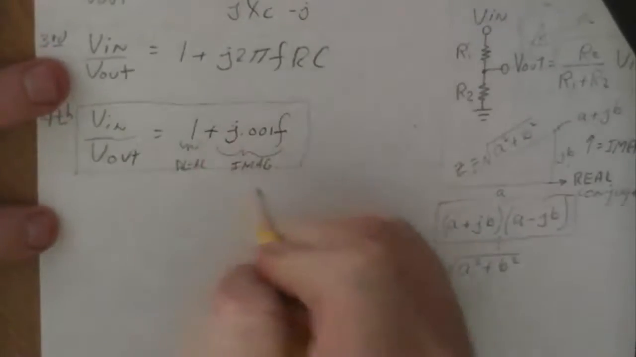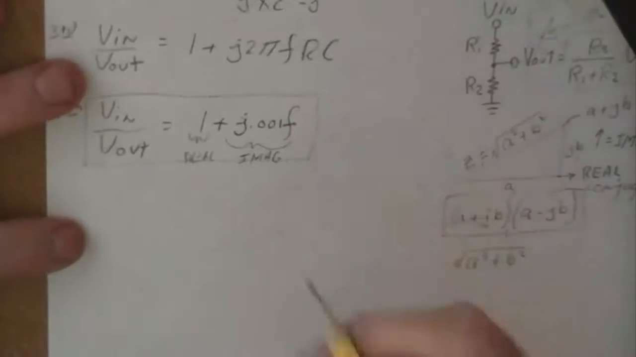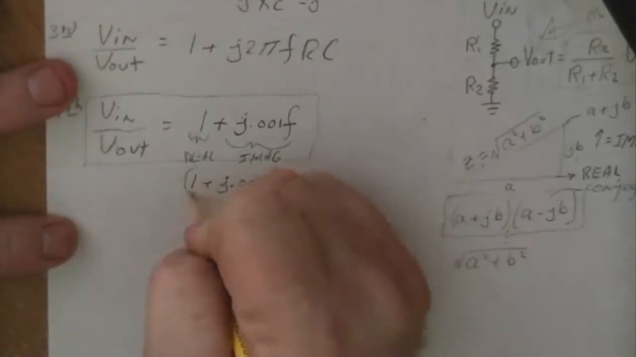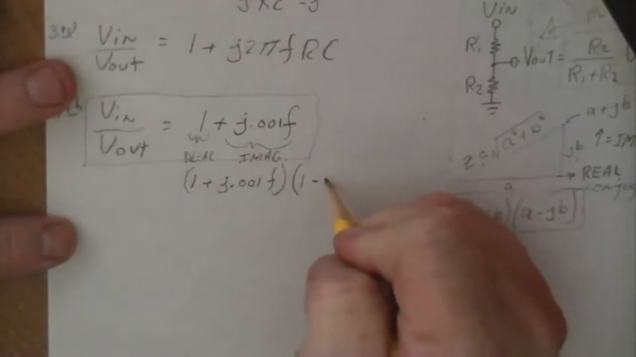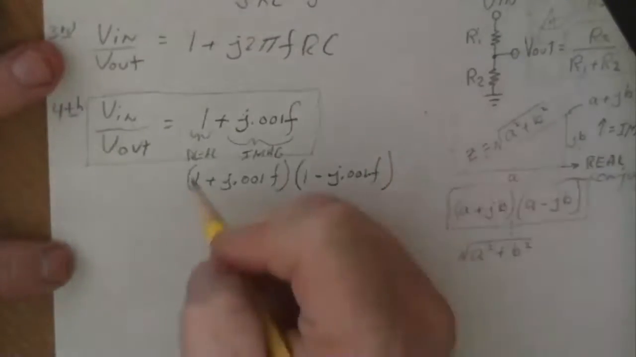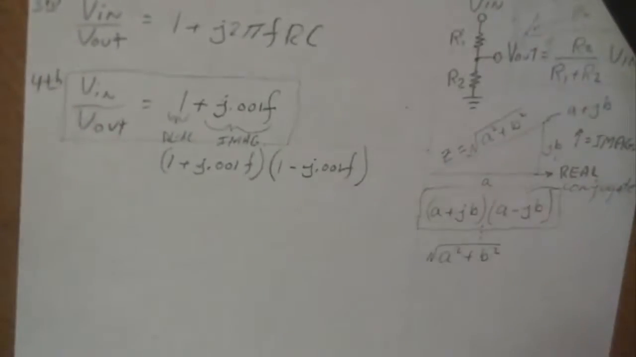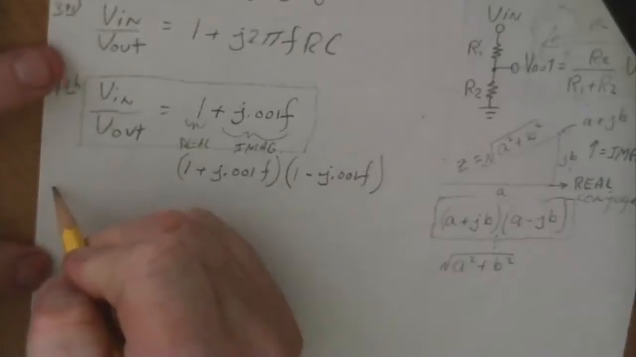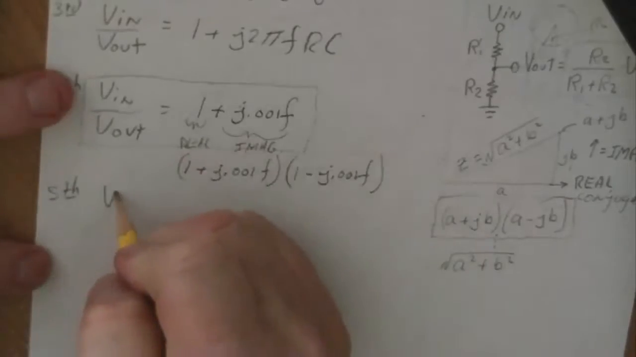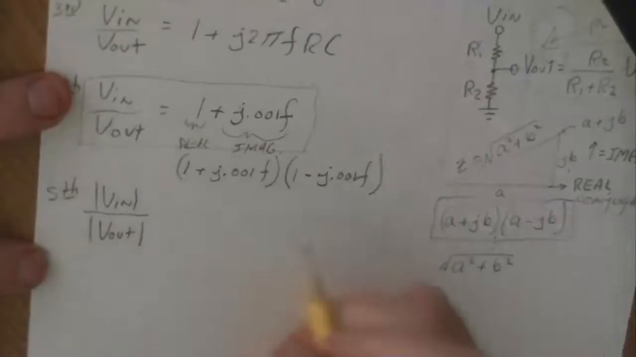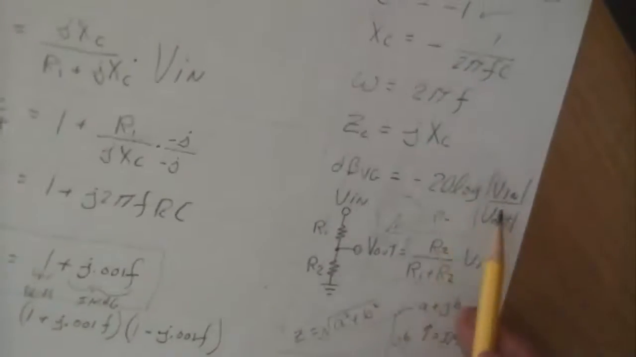So quickly then, if I were to equate this with this, then you could go 1 plus j times 0.001 f times its conjugate, 1 minus j times 0.001 f. And when you do that, this is straight-on algebra, a little bit of trig, and straight-on algebra. That's all this is. The whole point of doing this is to find the absolute value. So fifthly, we're going to find the absolute value of V in divided by the absolute value of V out. So we could eventually stick this into this formula right here.